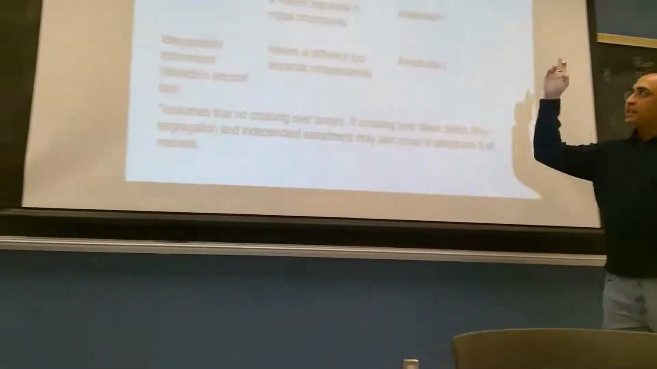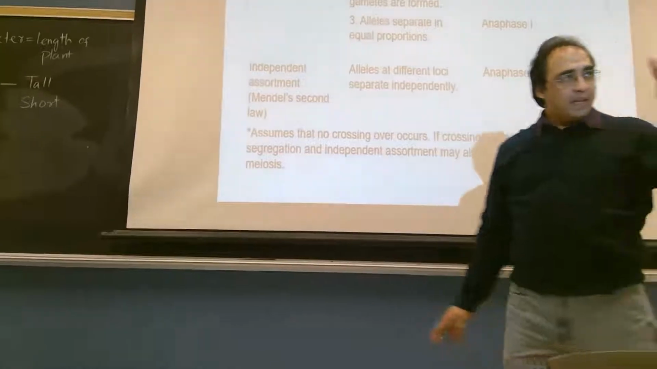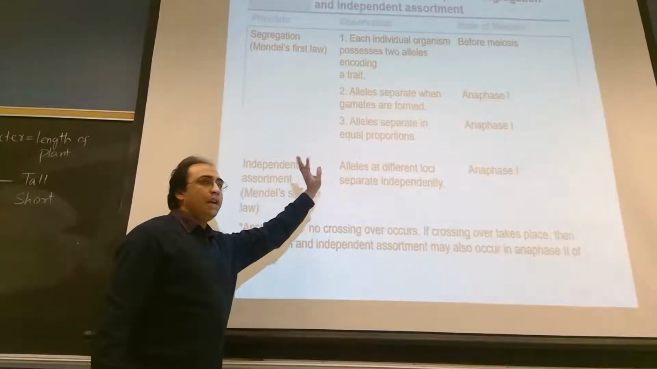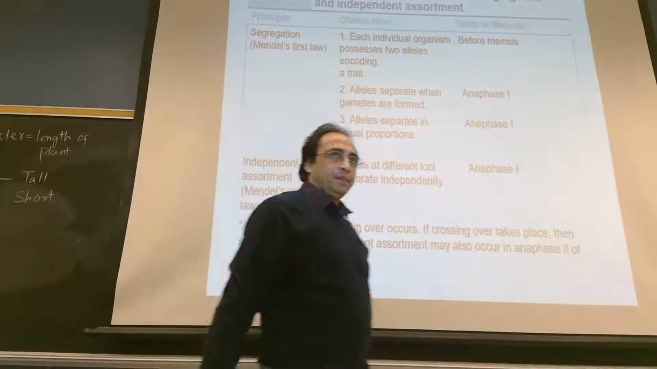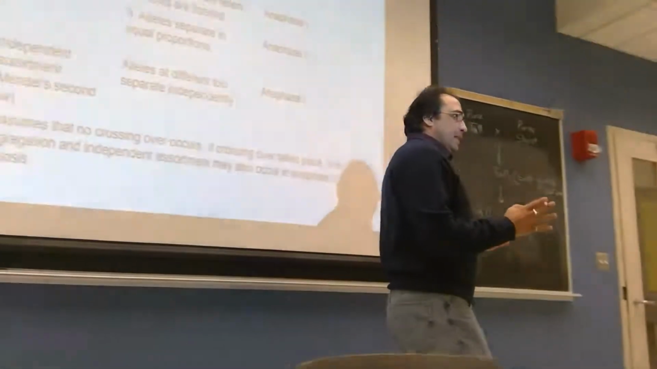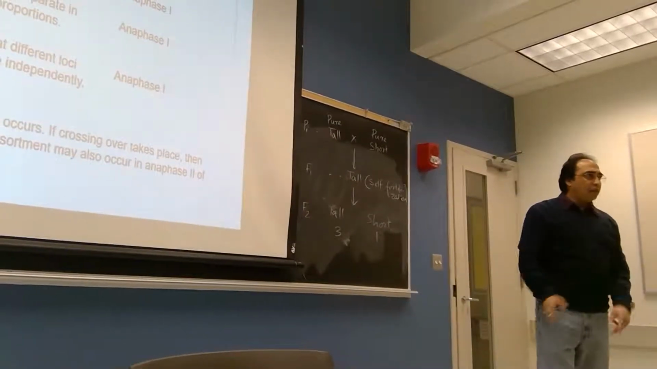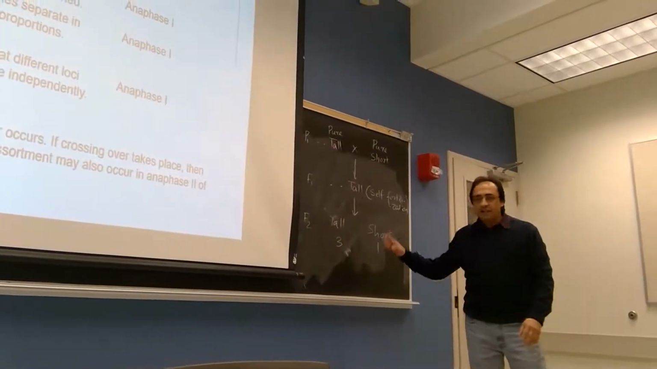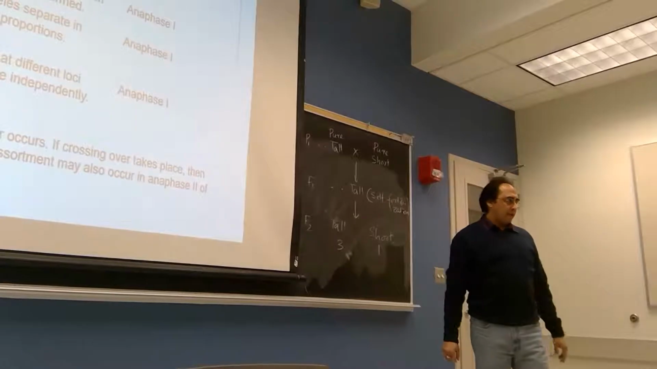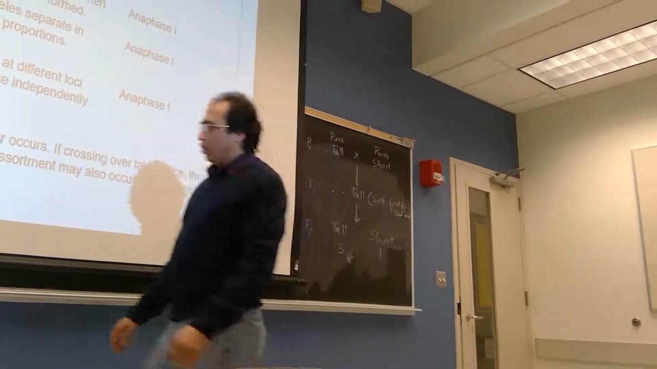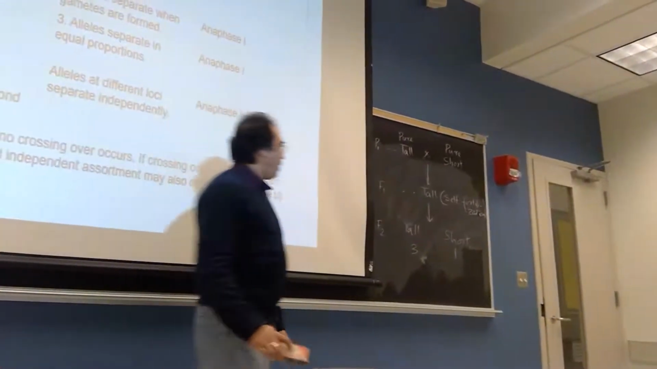The alleles separate when the gametes are formed. That means the alleles separate. I will explain this one now. And alleles separate in equal proportions. So first thing is that it segregates. There is no mixture. And how it segregates? By the form of alleles. Now this one I will go with the chromosomes. Okay.